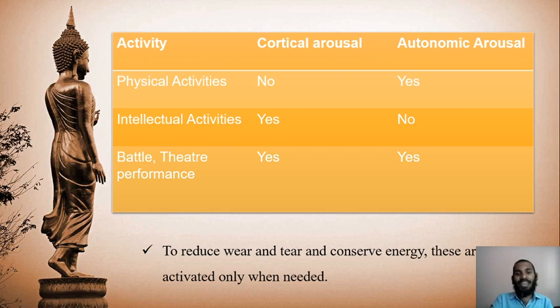Now we are going to categorize some activities and check which arousal system is getting activated in those activities. In physical activities, there will be autonomic arousal and no cortical arousal. In intellectual activities, there will be cortical arousal and no autonomic arousal. And in activities like battle, theatre performance, sports, etc., where our brain and body should function simultaneously, there will be cortical arousal and autonomic arousal. And please remember the point: to reduce wear and tear and conserve energy, these systems are only activated when needed.